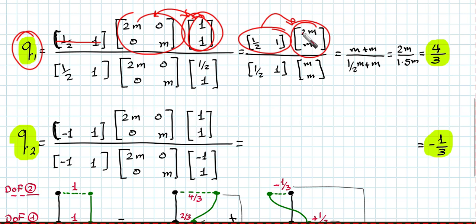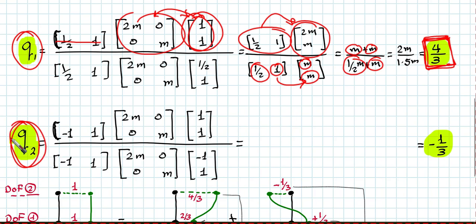So half times 2m gives us m. 1 times m gives us m. In a similar fashion, in the denominator, half times m is half m, 1 times m is m, and then we can simplify it and obtain 4/3, or 4 over 3, 1.333, for example. This is Q1.